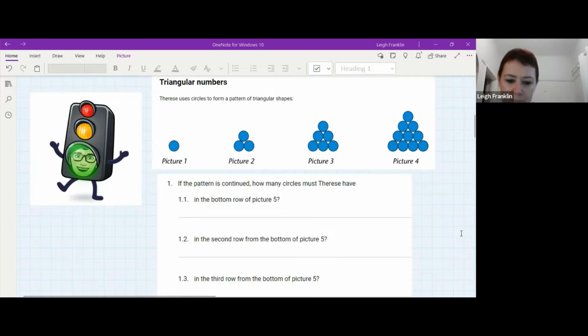Yes, Anati? Ma'am, I'm confused on question number 1. Okay, so how many circles are in the bottom row of each picture? There's 1 circle in picture 1, there's 2 circles in picture 2, 3 circles in picture 3, there's 4 circles in picture 4. So how many circles do you think need to be in the bottom row of picture 5? Oh, okay. That's what you've got to be doing. All right.